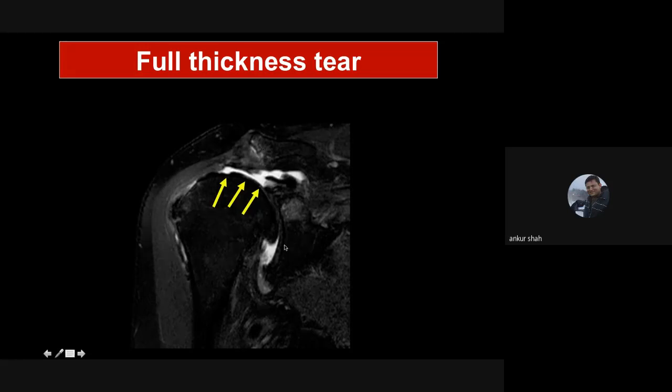And when it retracts so far up to the glenoid, it becomes really difficult to do a surgery in this patient. And if you see here, there is significant reduction in the acromiohumeral space. There is hypertrophy of AC joint. There is reduction in the acromiohumeral space.